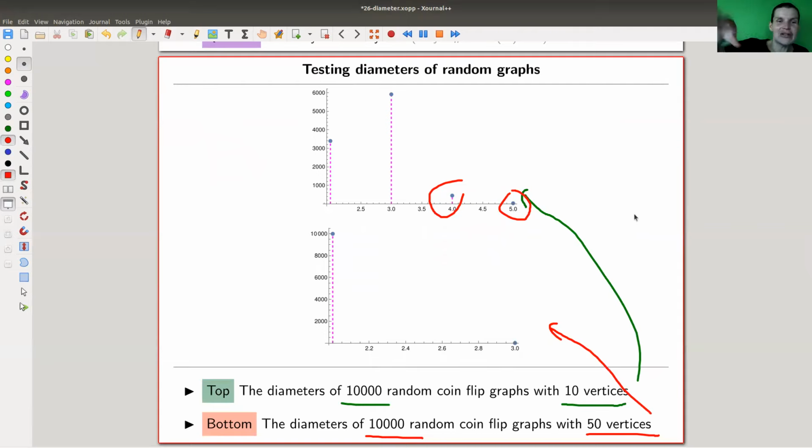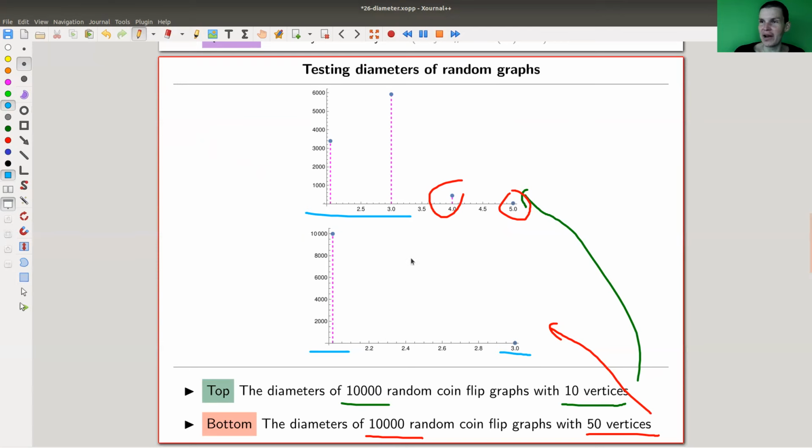So large numbers are essentially completely unlikely, and it's only up to deciding which one it is. And if you increase the number of vertices, it becomes pretty clear. You almost can't see anything else anymore. So with 50 vertices, there was not a single graph with diameter more than 3, and only a handful of diameter 3. Essentially everything was diameter 2.